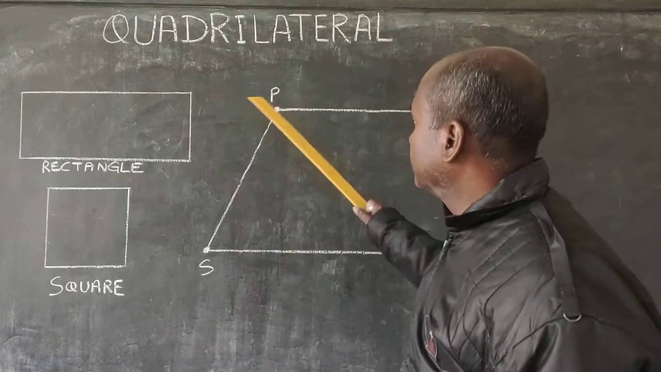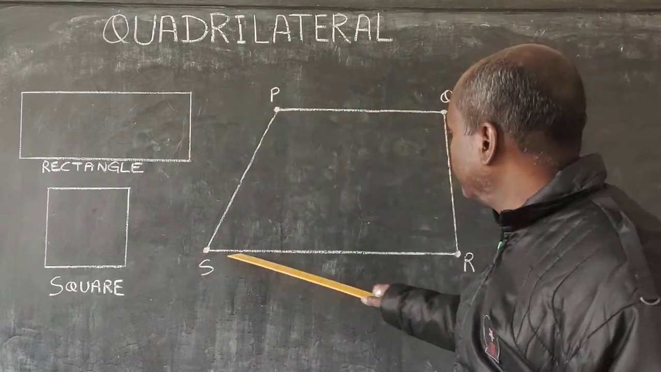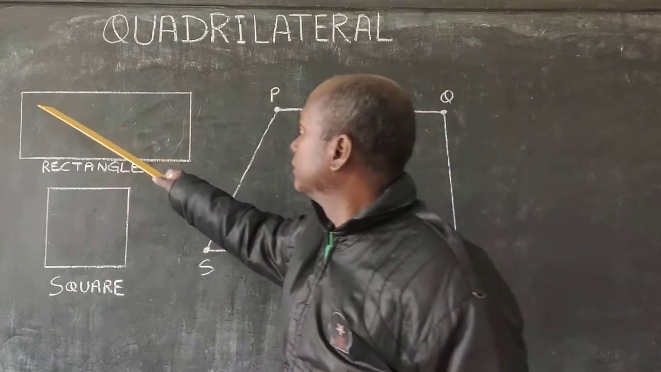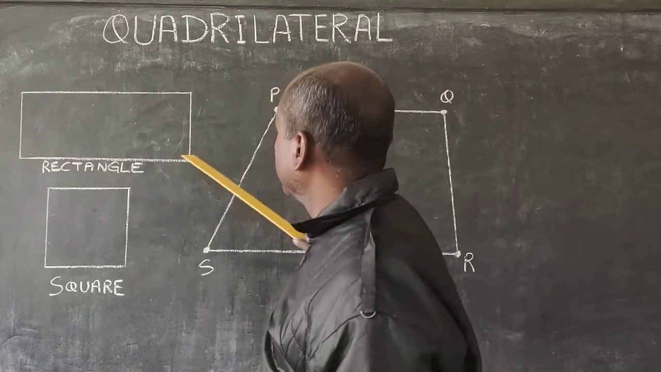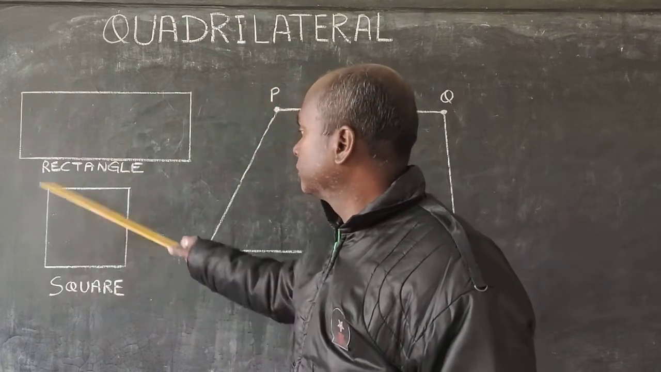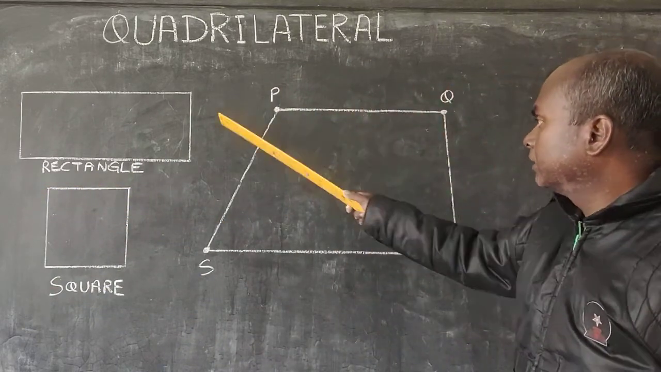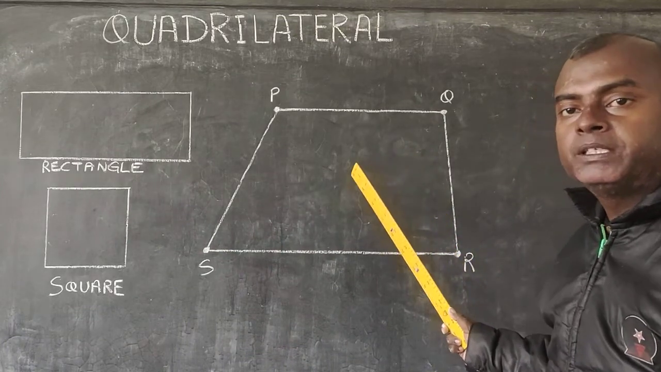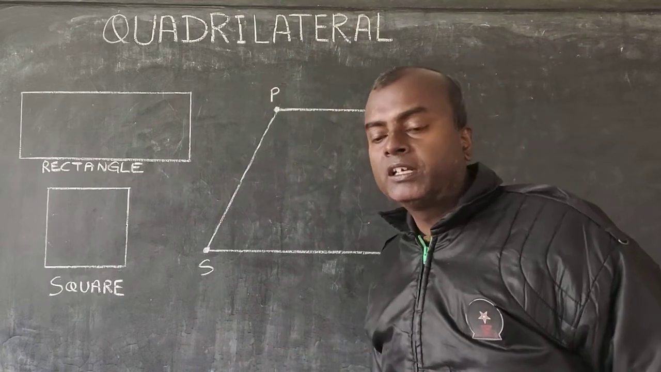So you can see I have drawn here 3 figures. All of them have 4 sides. This is what we are familiar with. This is called rectangle, but this also has 4 sides. This is square. This also has 4 sides. This is neither a rectangle nor a square. It is somewhat like a shape. We call it a trapezium. That's also coming under the same category of quadrilaterals.